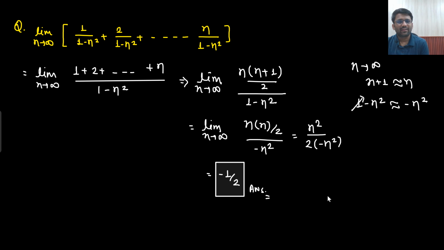Someone will change it to summation r equals 1 to n. Then they will apply integration. Nothing. Answer is minus 1 by 2. Very straightforward question. Is that clear to you? Okay.